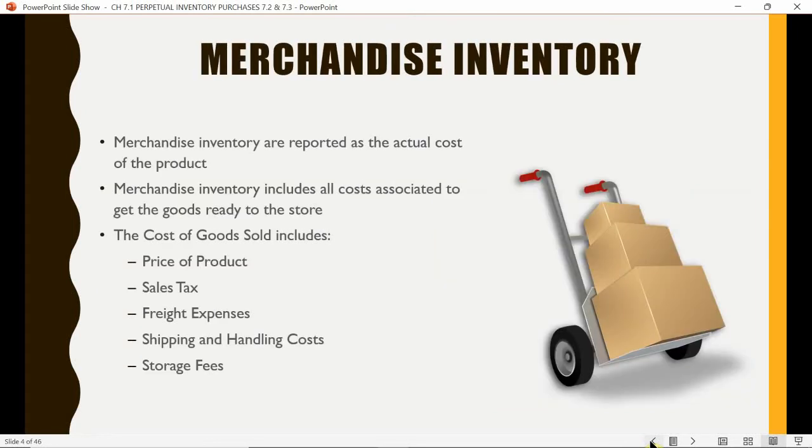Again, we're going to revisit what is included in the cost of inventory. Everything is included, including freight, sales tax if any, shipping and handling, expedited fees if there are any, and storage fees. They're all part of the cost of inventory, as well as the actual purchase price.